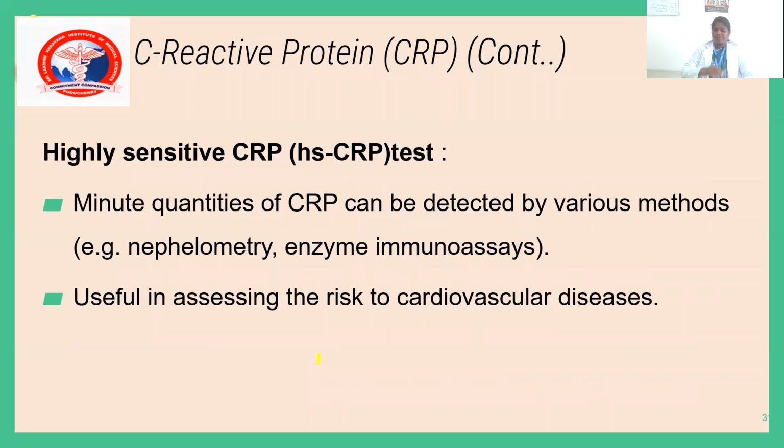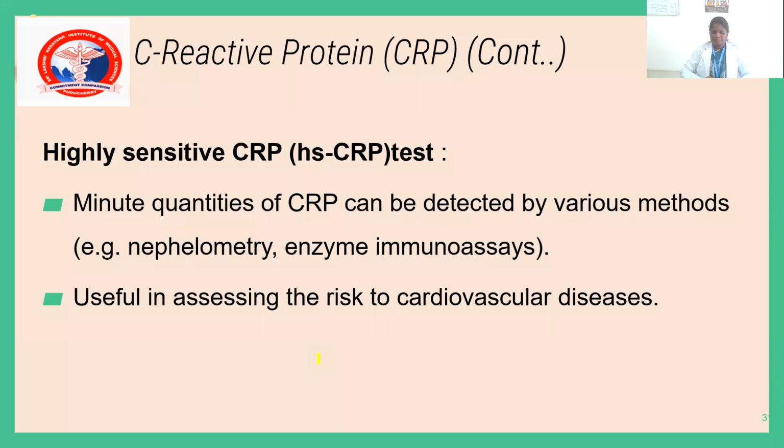What is highly sensitive? You have done this method. It is sensitive, like nephrometry and enzyme immunoassay. If some ranges come, you should not ignore it. It is a gold standard method. You can go for the treatment modality. So this is how we can diagnose CRP.